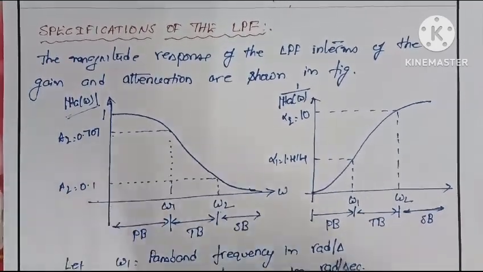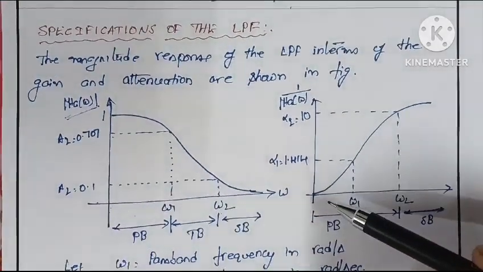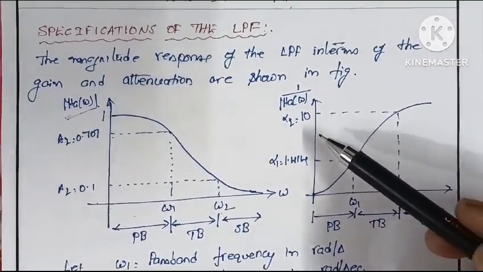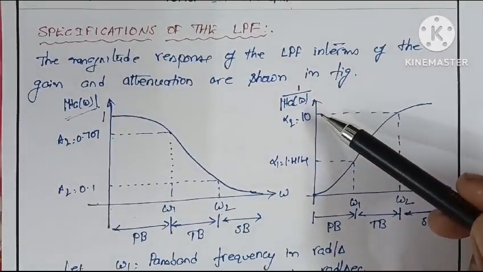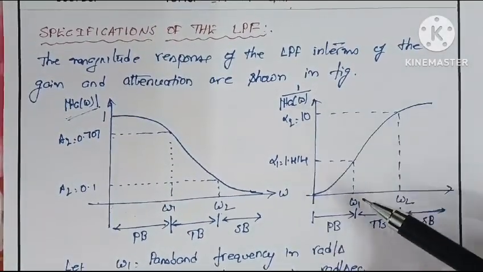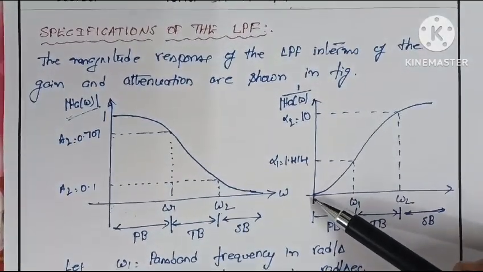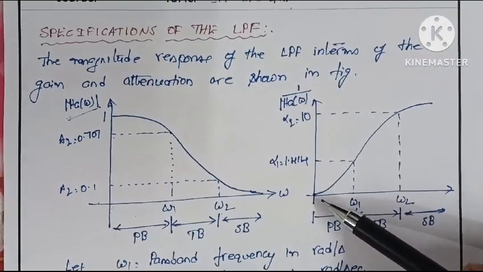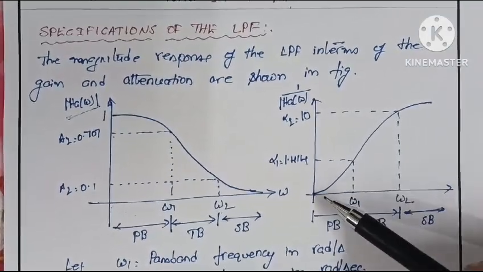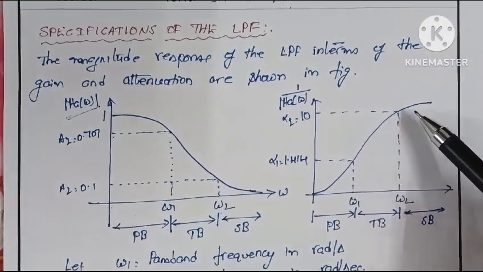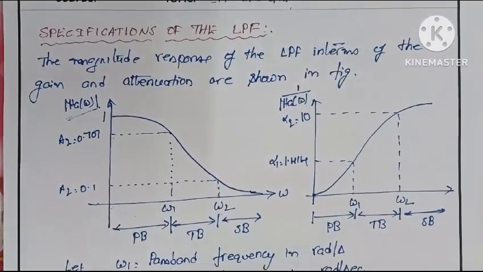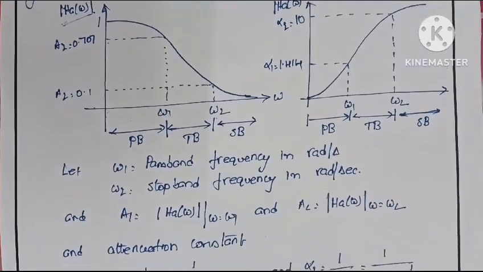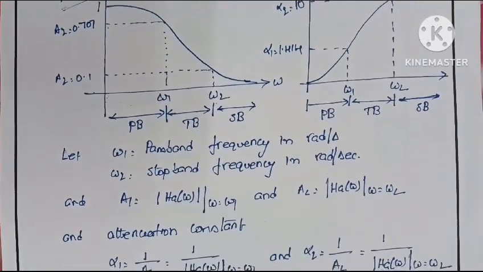Here I'll show you another graph which shows the attenuation versus the frequency. Attenuation is nothing but the reciprocal of the gain. The graph shows that at omega equal to 0, the attenuation is also 0. As the frequency increases, the attenuation constant also increases. Here I'll explain a few of the important terms with respect to this diagram.